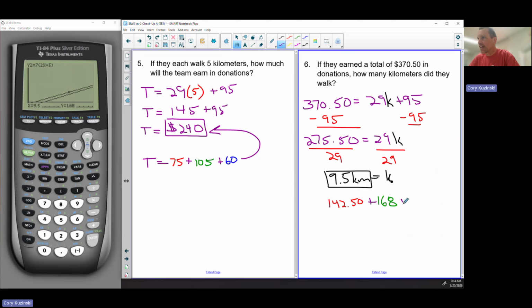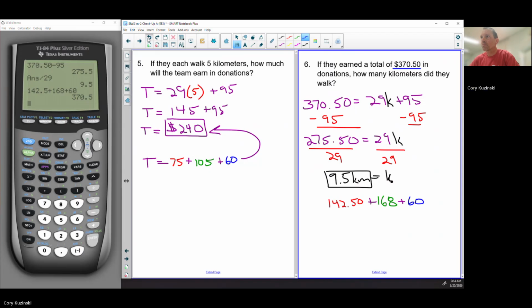And then I'm going to add to that. Let's go to this other line at 9.5. Hey, that's $60 for Billy. And let's add these up and see what they add up to. 142.5 plus 168 plus 60. $370.50. That's this number right here, okay?